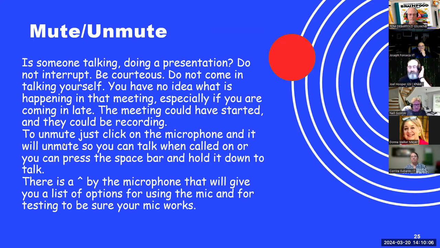To unmute, just click on the microphone and it will unmute so you can talk when called on, or you can press the space bar and hold it down to talk. There is a little arrow by the microphone that will give you a list of options for using the microphone and for testing to be sure your microphone works.